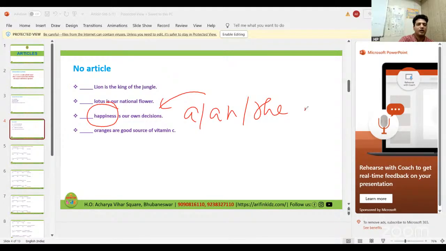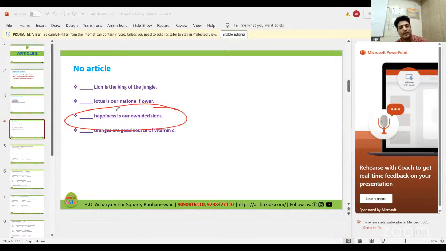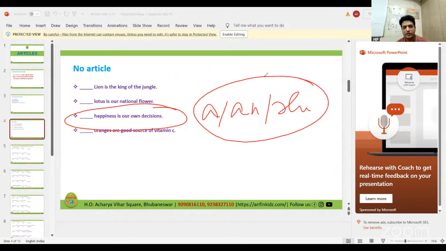Happiness is our own decisions. I've just put forward a simple question. Happiness is our own decisions. Now, there are three articles over here: a, an, and the. None of them fits, because "a happiness", "an happiness" and "the happiness" are wrong. So we do not put any article there. So there are some sentences where we do not require any articles.